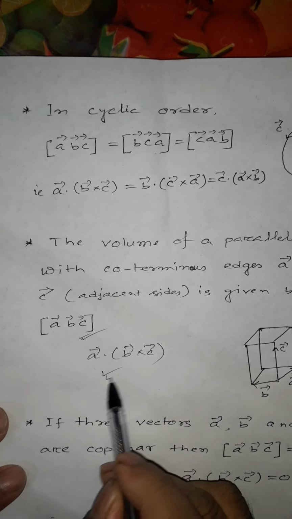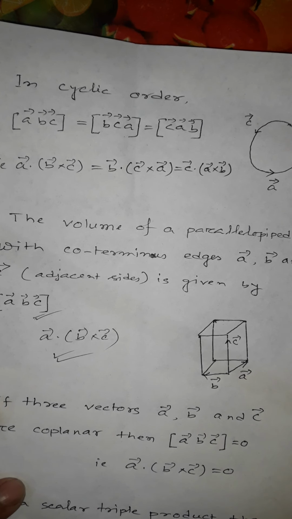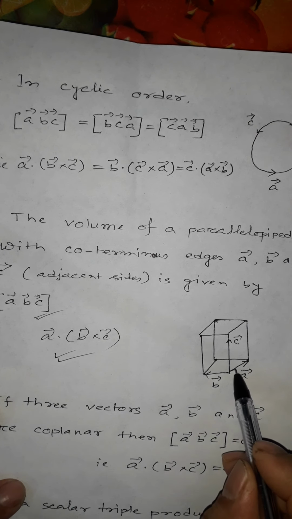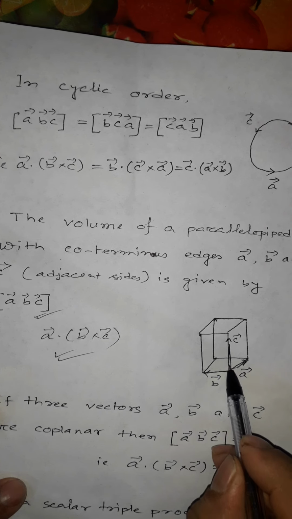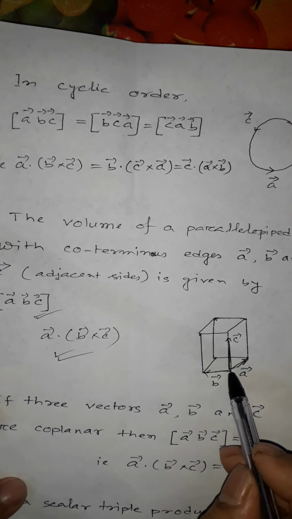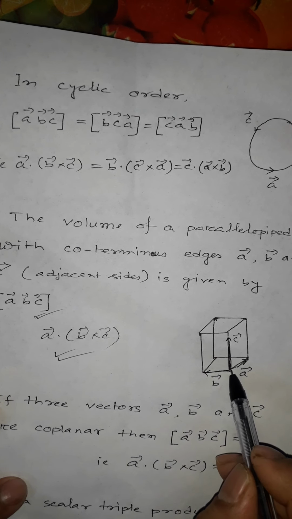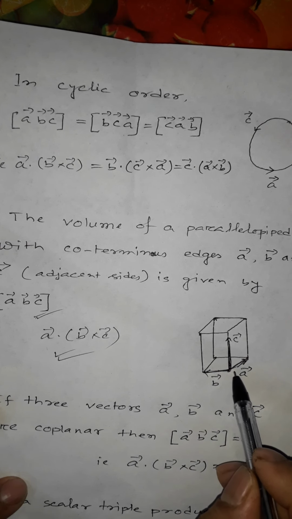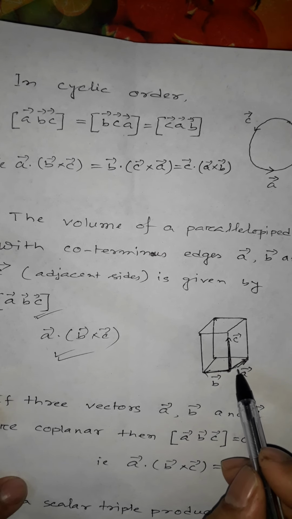The scalar triple product of these three vectors will give the volume of the parallelepiped. Here the vectors A, B, and C are coterminous edges. What is the meaning of coterminous edges? The edges having the same initial point. The vectors A, B, and C have the same initial point. So these three sides are called coterminous edges.